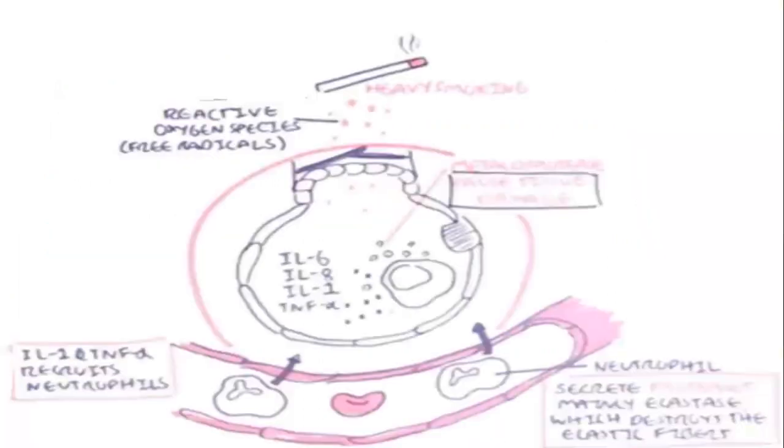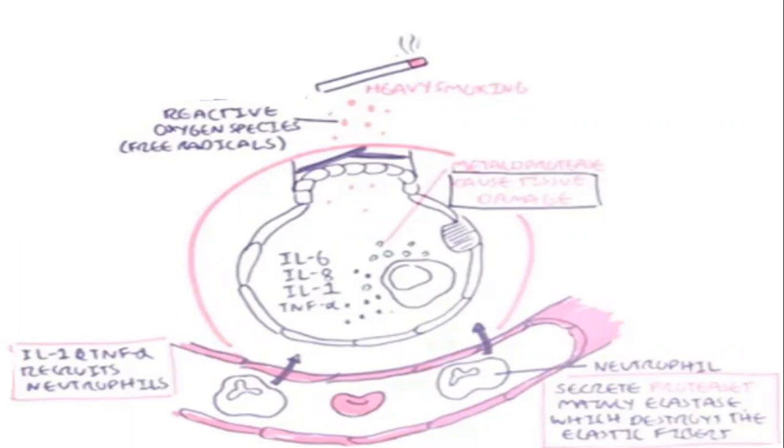Okay, so this is something that I have blatantly stolen from YouTube. What happens here is the patient smokes. The smoke by itself can produce reactive oxygen species. Next, the smoke goes in, and what you see inside the alveolus is an alveolar macrophage. The smoke activates the alveolar macrophage, and it produces cytokines and chemokines: interleukin 6, interleukin 8, interleukin 1, TNF alpha, all of those.